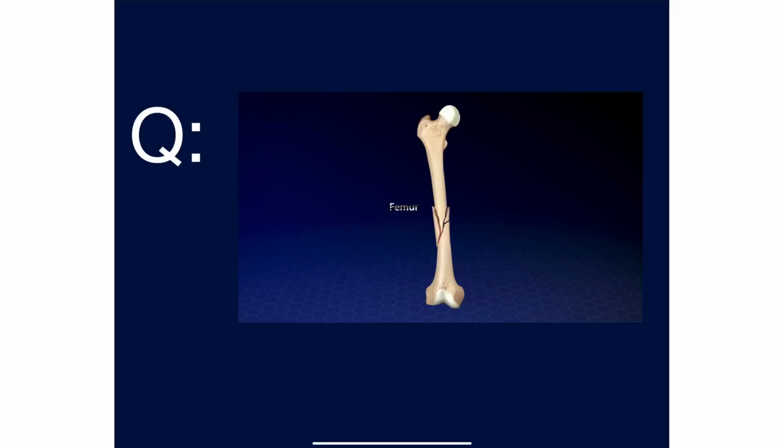We have Brandon. Alright, Sam, let's start with you. What category would you like to pick? I'll choose general anatomy for 100. That's a good one. What bone is broken? It looks like the femur. Kind of an easy one. Yeah, you think so?